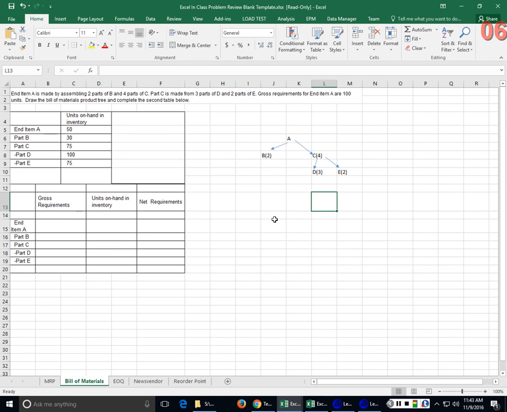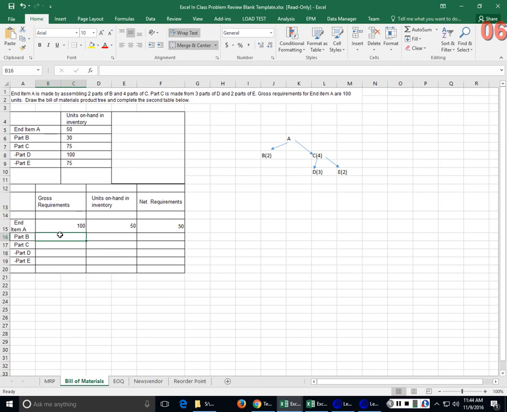All right, and then it tells me that my gross requirements for end item A are 100 units. So I'm going to go ahead and enter 100. I look in the table up above and I have 50 units on hand. So what's my net requirements? 50, right?